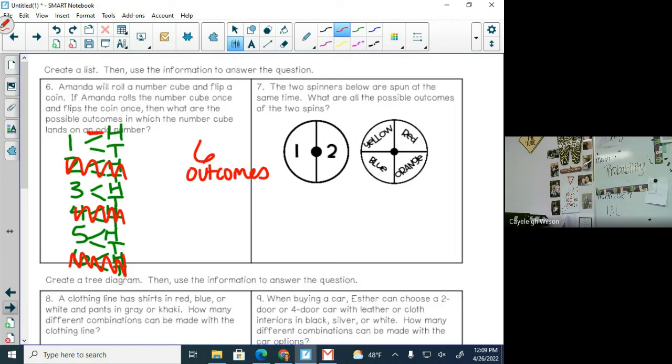All right, I'm going to let you all try number 7. So it says the 2 spinners below are spun at the same time. What are the possible outcomes of the 2 spins? So look at the first spinner, see what your 2 outcomes are, and then look at what your outcome of the second spinner is.